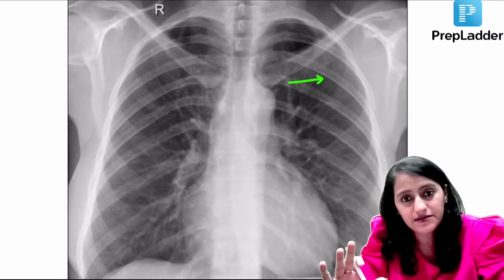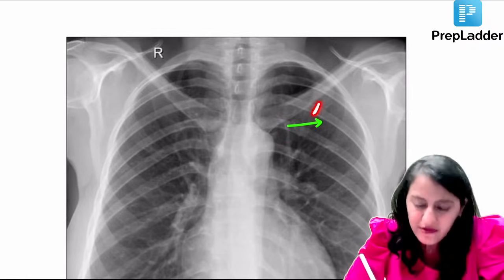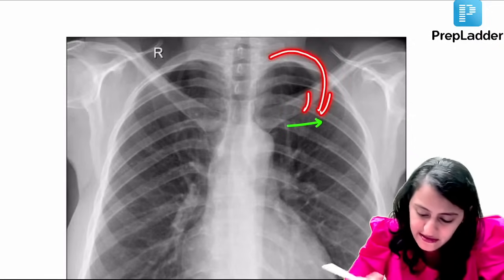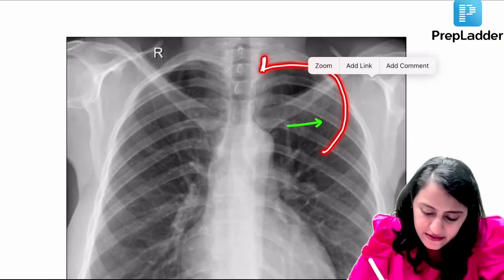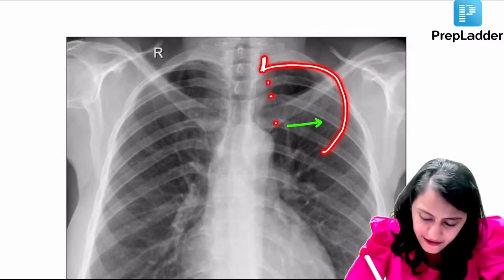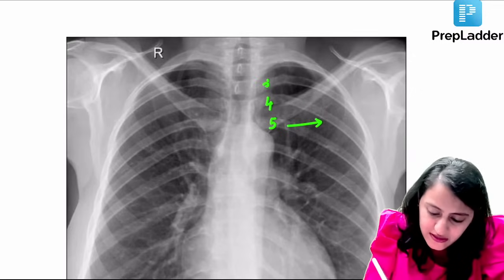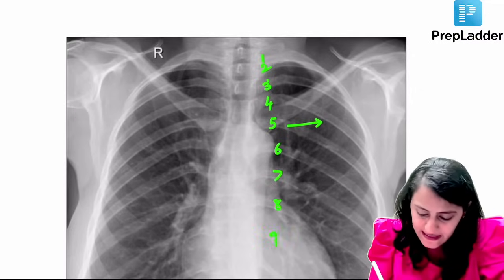Left posterior. Now coming to the counting. As I said, start counting from the first rib, anterior end, which is broad. This is the first rib. This is the second rib. So first and second are here. So third, fourth, fifth, sixth. This is how it goes. So this is going to be fifth, fourth, third, second, first are very close together. This is 6, 7, 8, 9, 10.